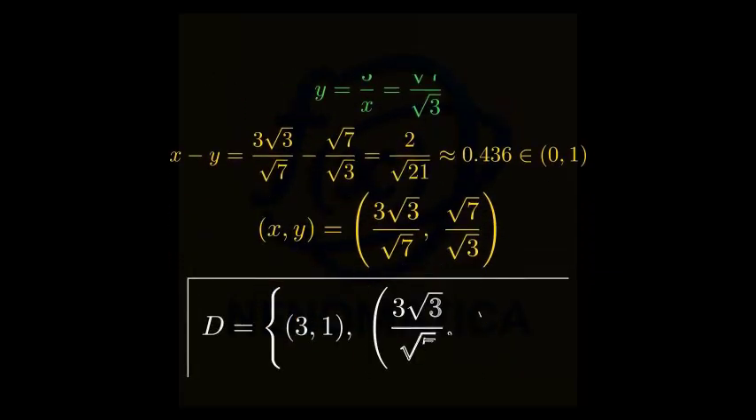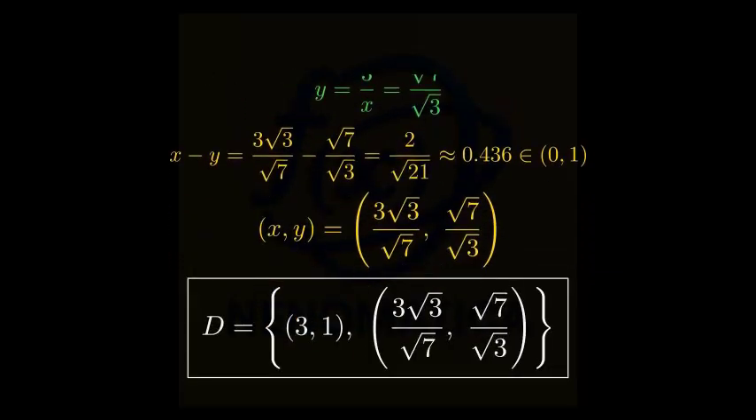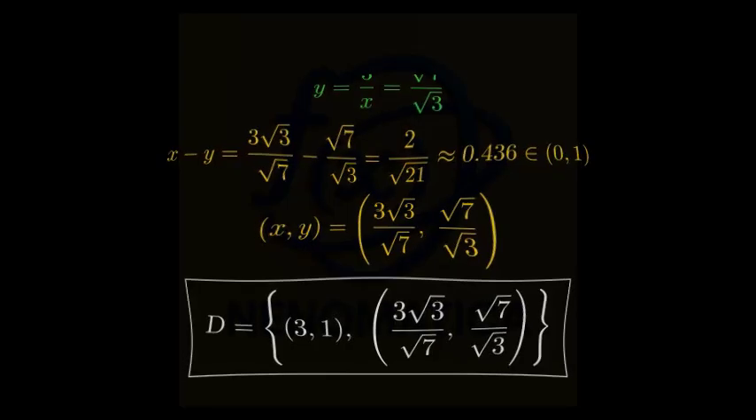We have found both valid solutions and verified all conditions. The solution set is the ordered pair (3, 1), and the ordered pair (3 root 3 over root 7, root 7 over root 3).